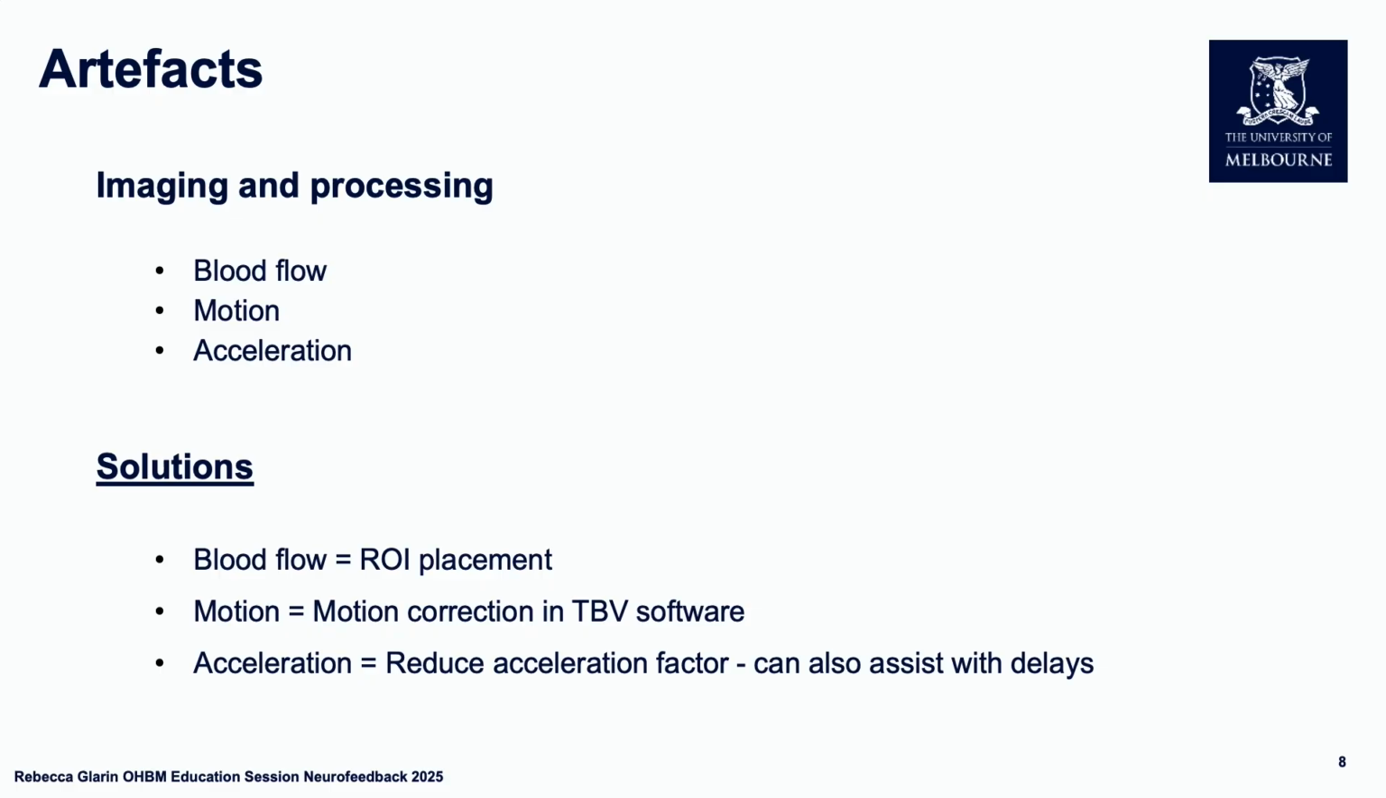So you need to QA at the time, make sure you don't have an artefact where your ROI would be, or consider reducing those acceleration factors to reduce your chance of an obvious artefact. And with that will slow down your temporal resolution, which will also make your reconstructions a bit faster and can help reduce delays as well.